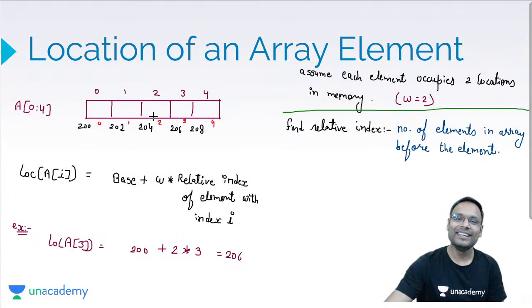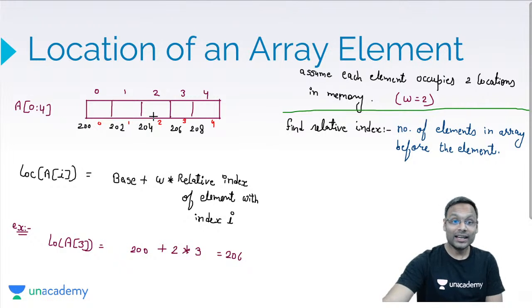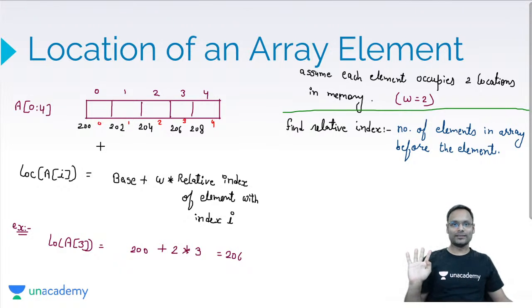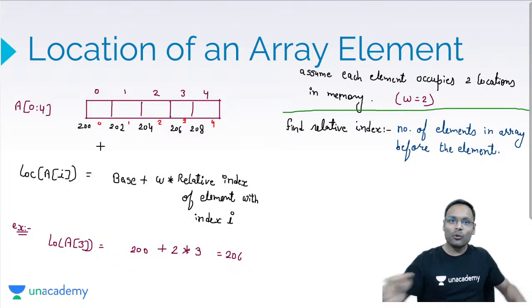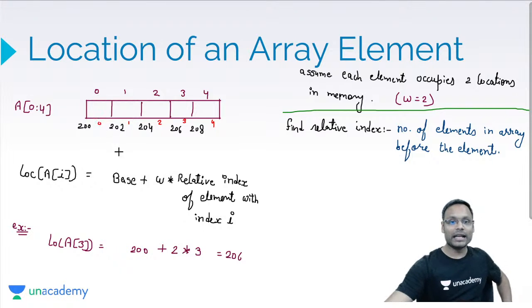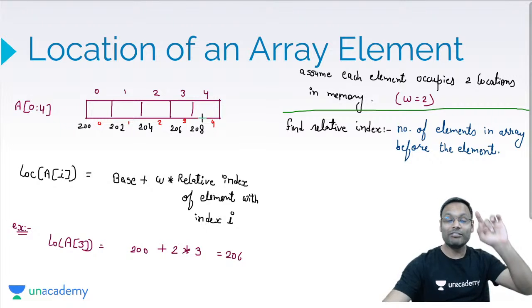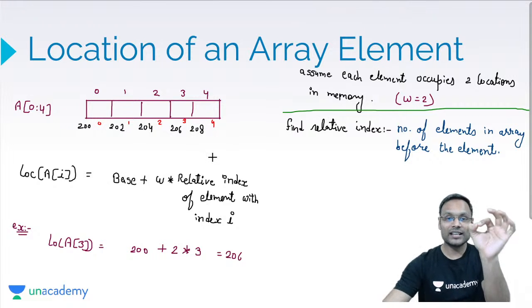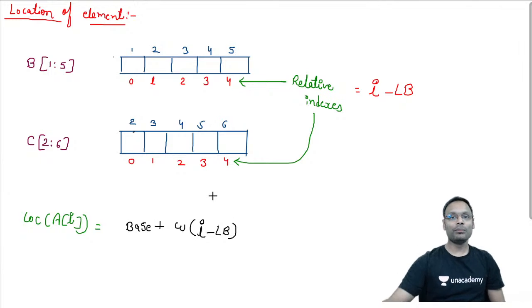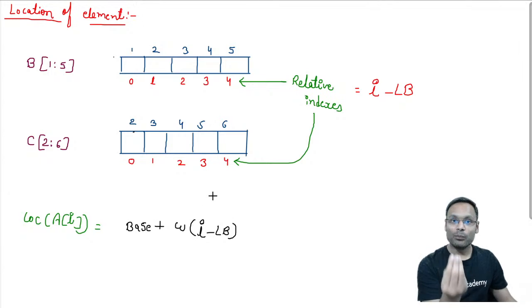यहां नहीं करना पड़ेगा. Why? See, if lower bound is 0, you don't have to do this subtraction. I minus 0 is I only. You can see index itself is relative index. So in this particular case, when we have array starting index 0, one subtraction will not be performed, and that is where you can improve the efficiency of your CPU execution.